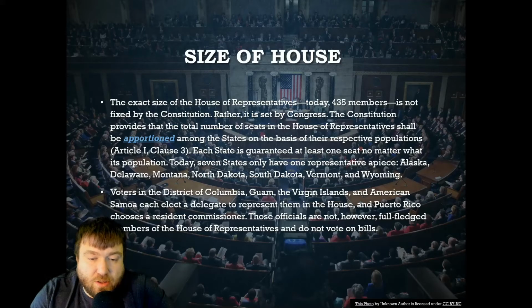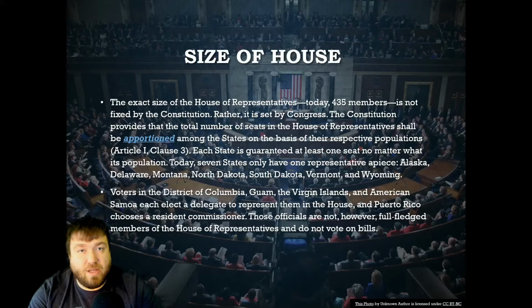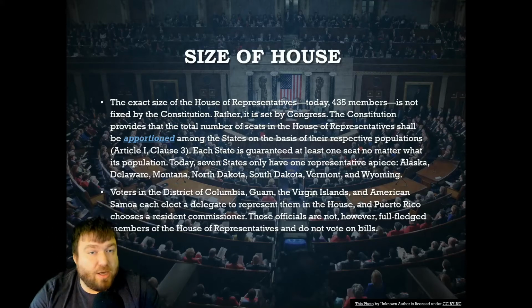Voters in the District of Columbia, Guam, the Virgin Islands, and American Samoa each elect a delegate to represent them in the House, and Puerto Rico chooses a resident commissioner. Those officials are not, however, full-fledged members of the House of Representatives and do not vote on bills. So, for each of those American territories, the people who live there elect someone to go to the House of Representatives to speak for them, but they don't get to vote.